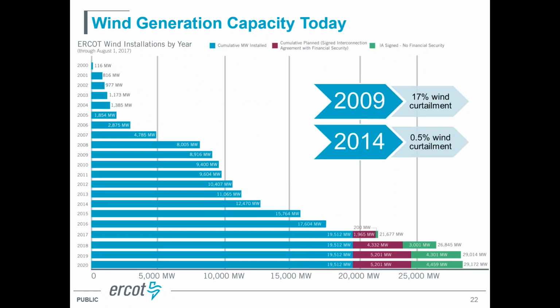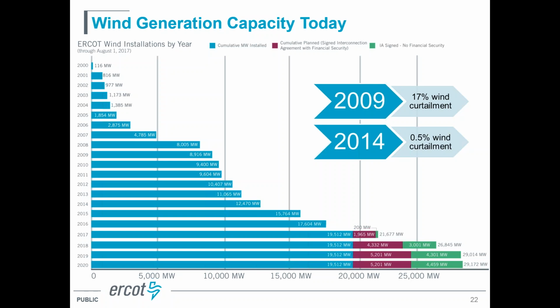So where we're at today, I mentioned that we have over 19,000 megawatts of generation on our system, and it appears that we're going to be well over 20,000 megawatts of generation within the next couple of years. Now, I just wanted to point out in 2009, 17% of the wind energy on our system was curtailed because you had generation developers that were putting their turbines on the ground, but really they didn't have enough transmission capacity, and so it was sort of limiting that generation that was getting constructed.